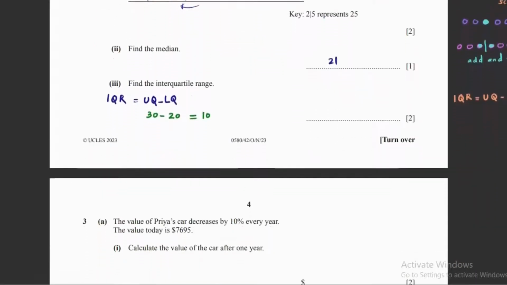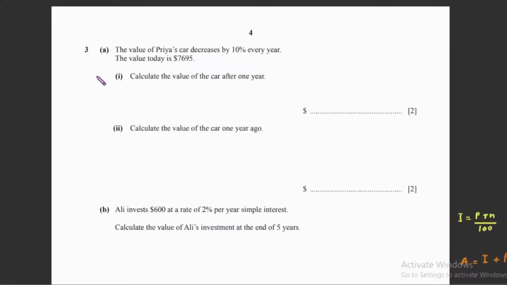Let's move on to the next question. In question 3a, the value of Priya's car decreases by 10% every year, and the value is $7,695 now. We need to calculate the value of the car after 1 year and the value of the car 1 year ago. The question clearly states that it decreases by 10% each year. So we need to first find the multiplier. From 100, as it decreases by 10, I need to deduct that 10, so that's going to be 90%. This 90% as a decimal will be 0.90 or just 0.9.